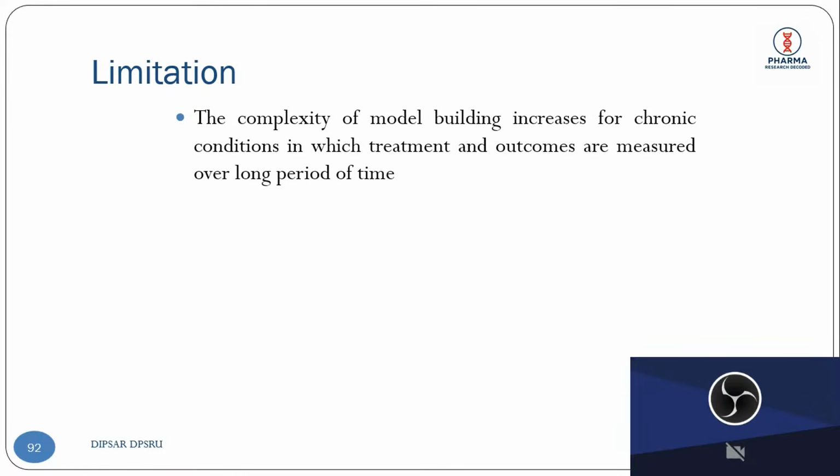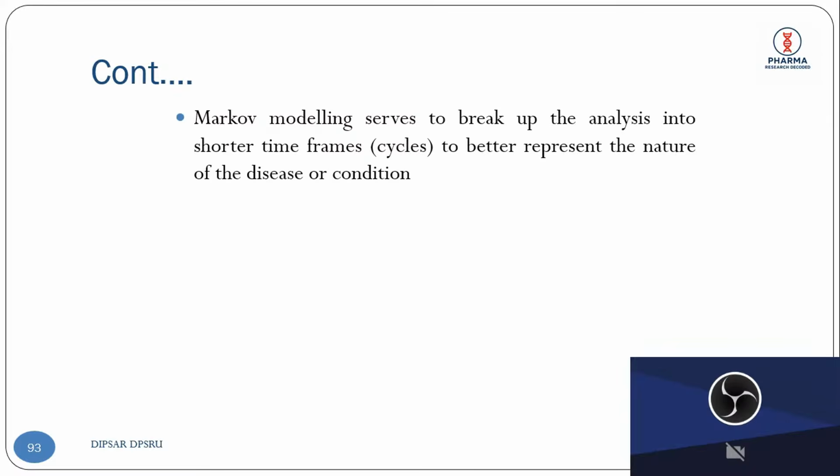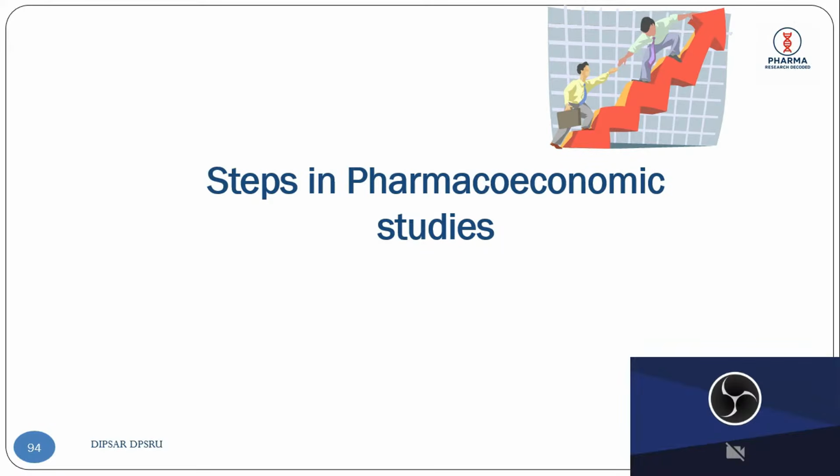A limitation is that the complexity of model building increases for chronic conditions in which treatment outcomes are measured over a long period of time. If diseases are more complex and conditions are chronic, and you are measuring treatment outcomes for a longer period of time, that is one of the limitations. Markov modeling serves to break up the analysis into shorter time frames, which are called cycles. So you can do the analysis in a shorter frame as well to better represent the nature of the disease or condition.